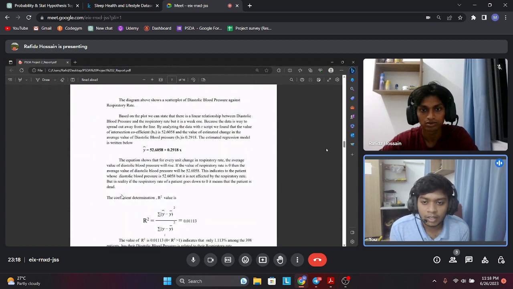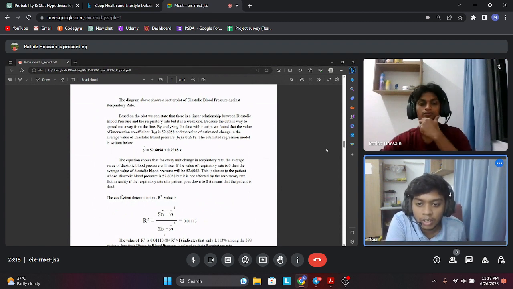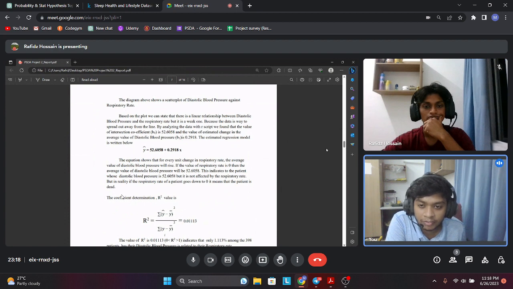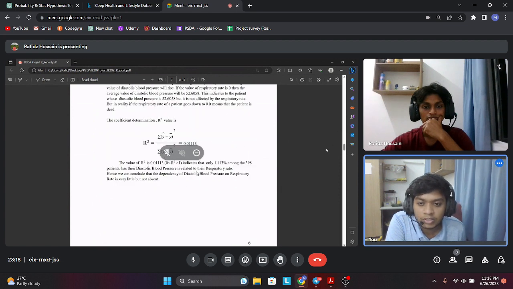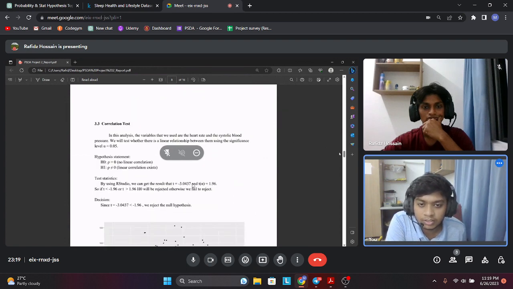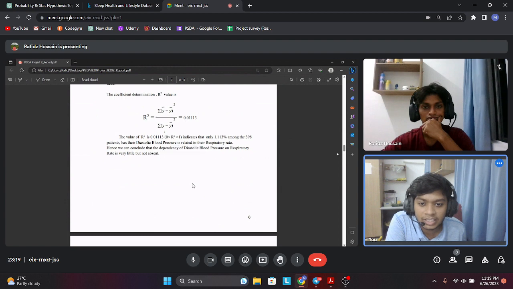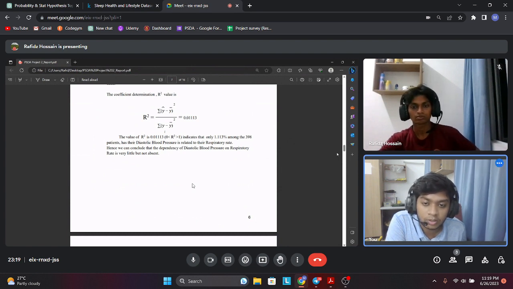Here we use the sample of our ICU results. Here y is equal to 52.6058 plus 0.2918x. We use the formula r squared is equal to the summation of y hat minus y bar whole square divided by the summation of y minus y bar whole square. So here we find the value is equal to 0.0113. It indicates that 1.13% of the 398 patients have their diastolic blood pressure related to their respiratory rate.